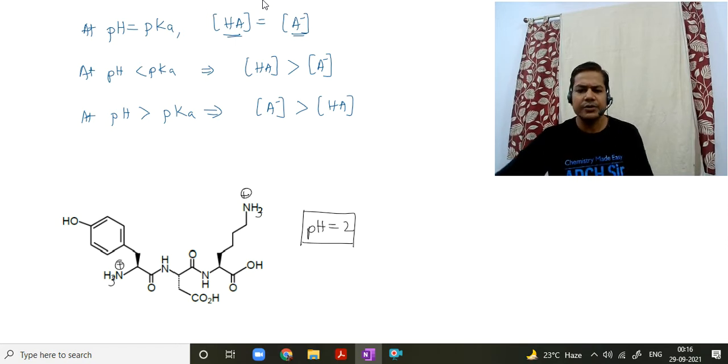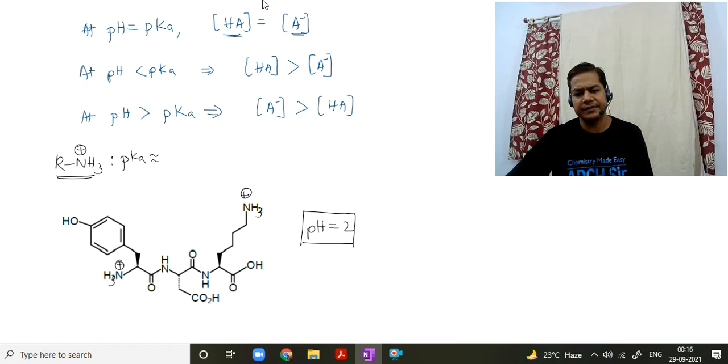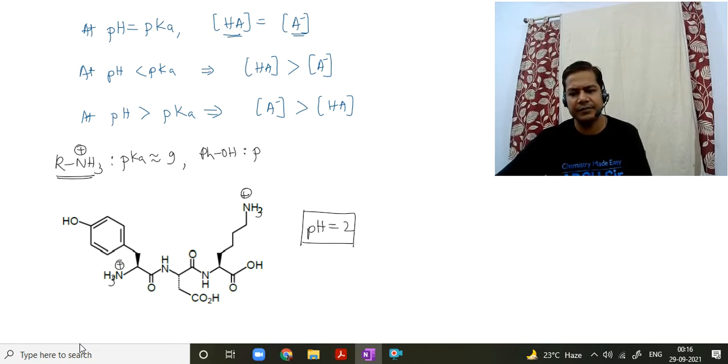Here it is important to note that an alkyl ammonium ion, RNH3 plus, can be considered as a weak acid. It has a pKa of the order of 9. Alkyl ammonium ions normally have a pKa of the order of 9; not exactly 9, it will depend on the other substituents present. Similarly, phenols also have a pKa of the order of 9.